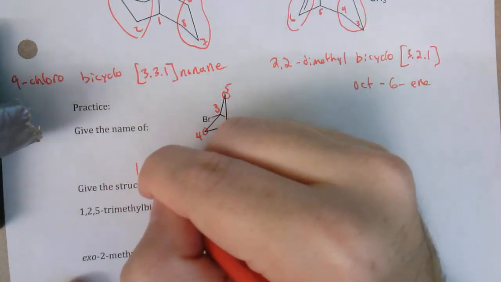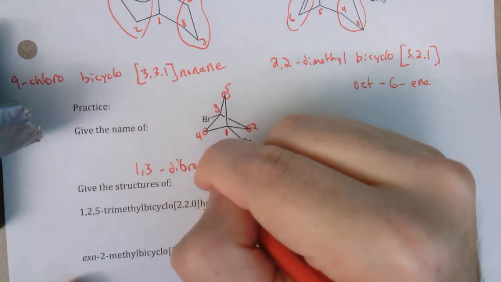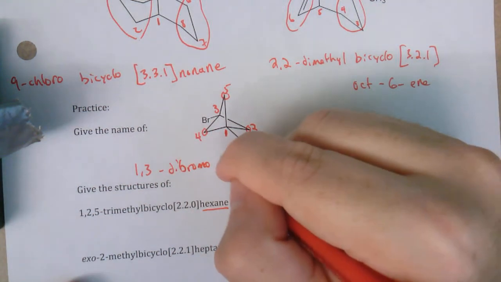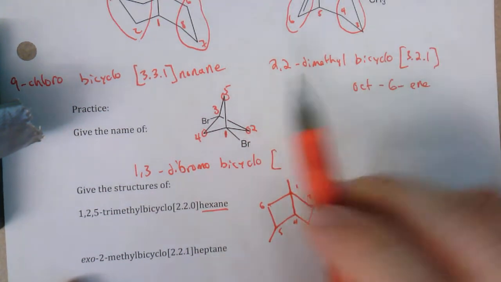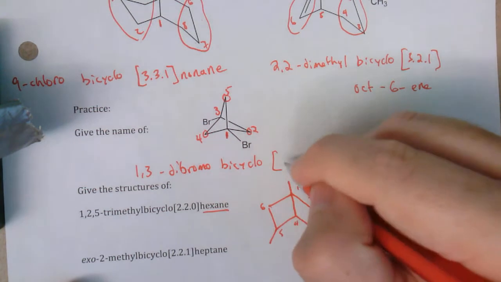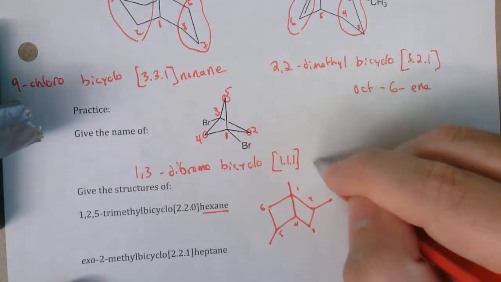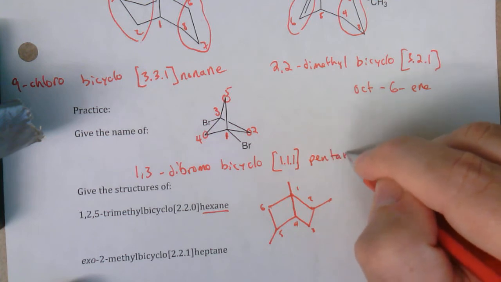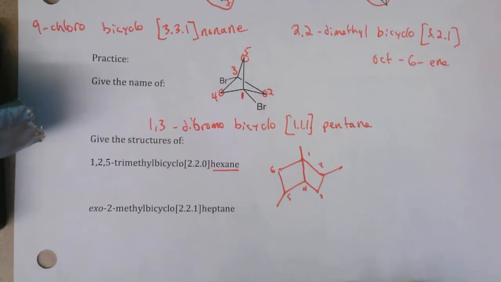So I got a bromo on carbon 1 and carbon 3, so that's 1,3-dibromo. Then it's another bicyclic ring structure, so bicyclo, and my bridges are 1 carbon, 1 carbon, 1 carbon, so 1, 1, 1, and then 5 carbons total will be pentane. Again, no endo or exo in this case because all the bridges are the same length.